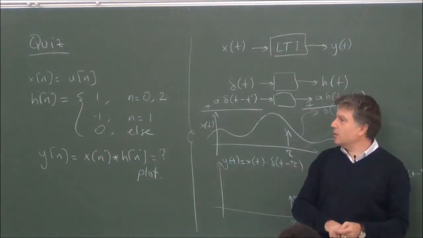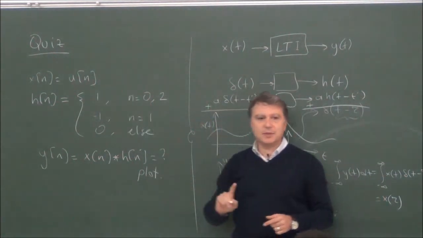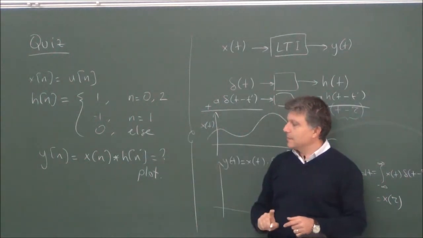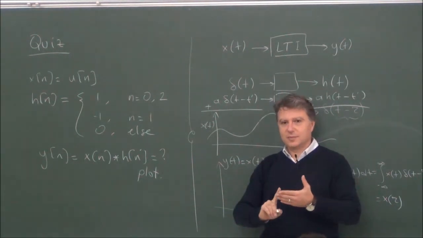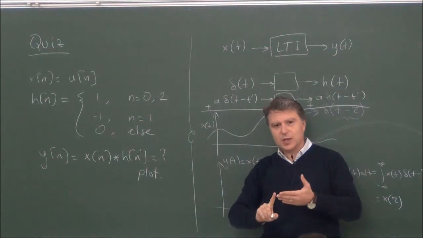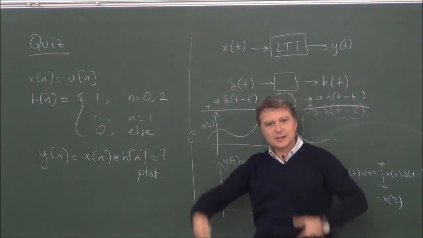How could we solve this? We could solve it like this. For each individual impulse in the input signal, this h of n is produced. Then a shifted and scaled version of the response is also produced. A shifted version is also produced. A shifted version is also produced. And we add them up.